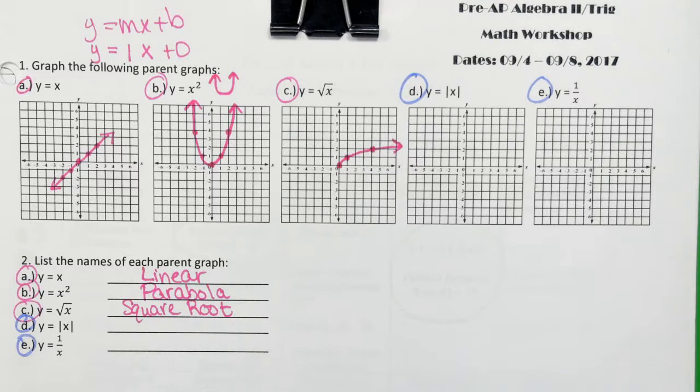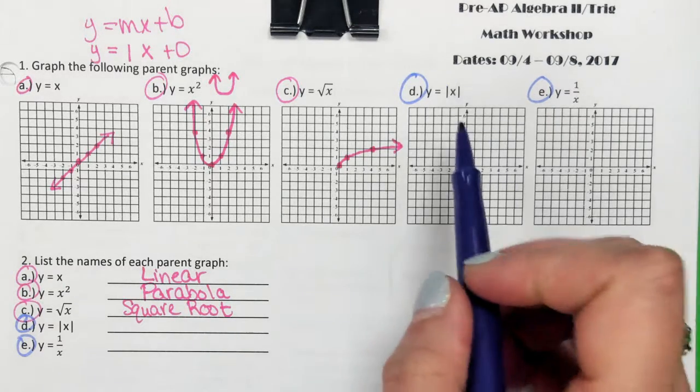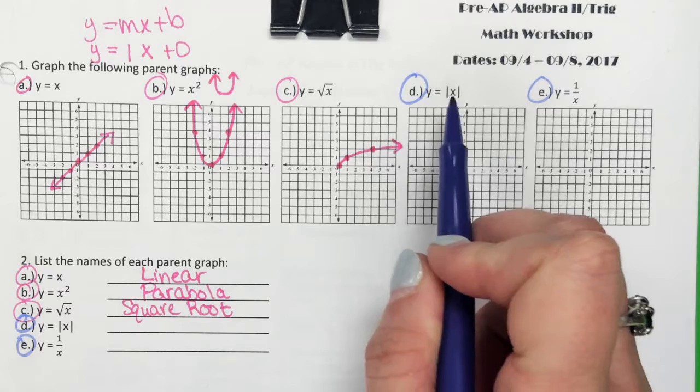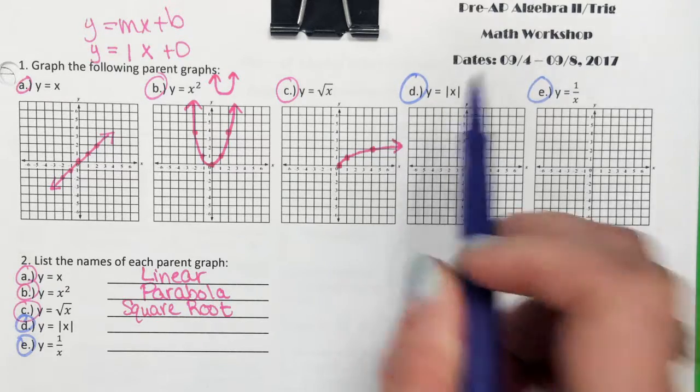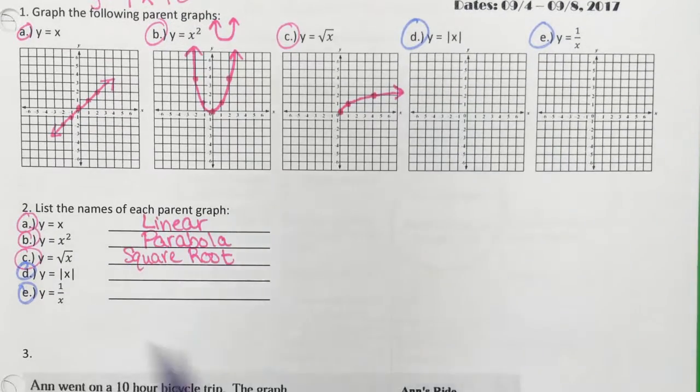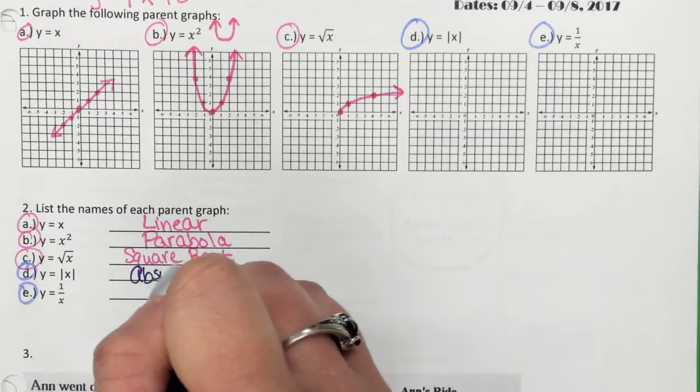All right, let's look at the first one. The first one, part D. What's this little guy called right here? What do we call him? Absolute value, right, Jackson? Yes, ma'am. Do you have a past here?